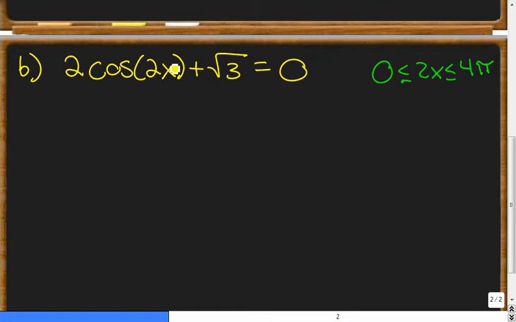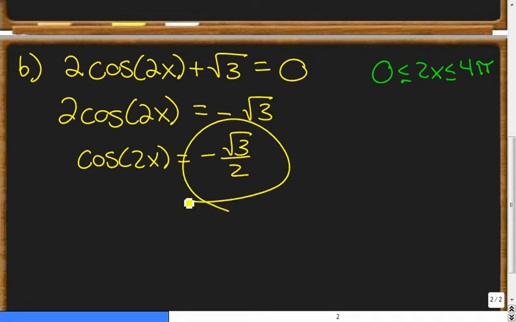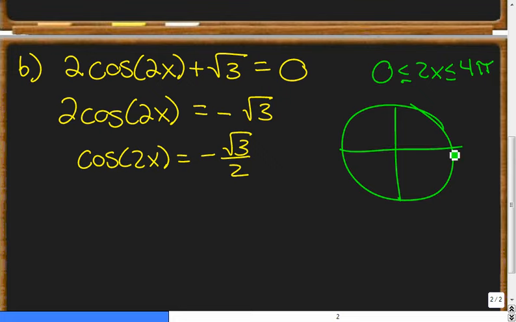So we treat it just like the other problem. We're going to first move this part over. So we're going to get 2 cosine of 2x equals negative square root of 3. And we're going to divide by 2, and we're going to get the cosine of 2x equals negative square root of 3 over 2. Well, this is really helpful because this is actually a value on the unit circle that we can find. So if we think about our circle here, negative square root of 3 over 2 is kind of down here. So what values does this make?